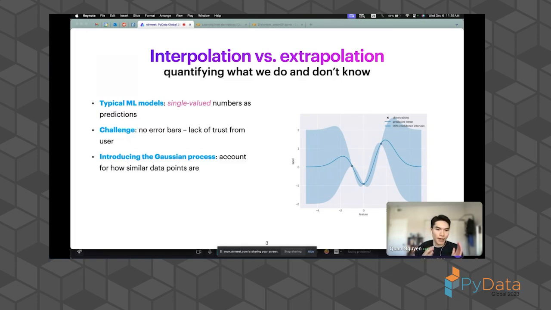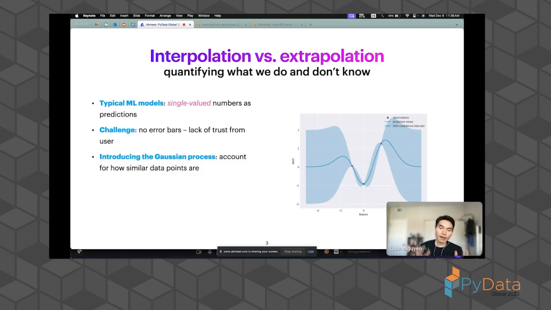It works by accounting for how similar each test point that we want to predict on is to the training data points that we have access to. So the predictions generated by a GP has 2 components. The first is this solid blue line again, which just shows the mean prediction.